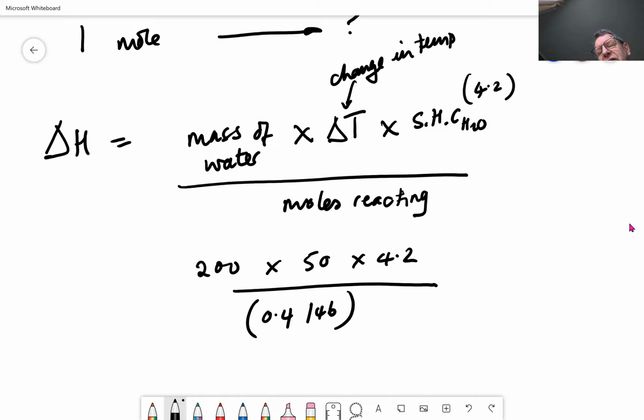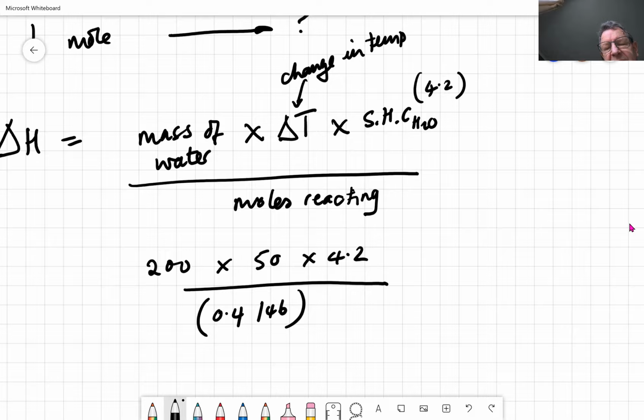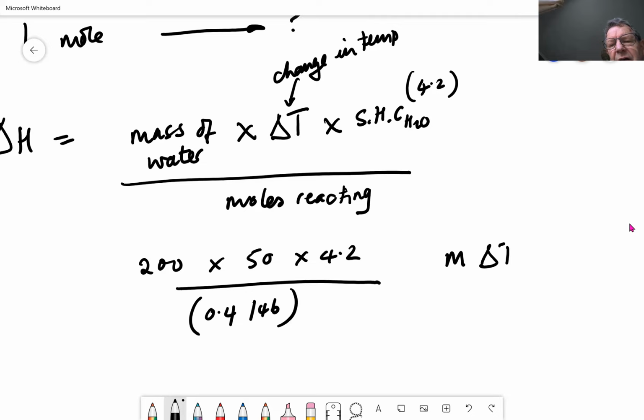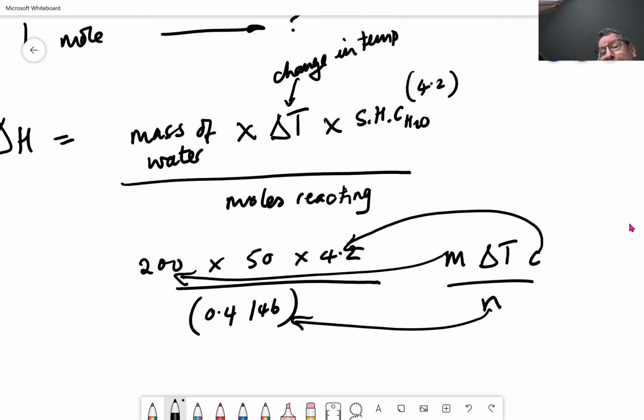Some people remember it in this way. It's m delta T, that is given the letter C, over n. n is the number of moles, C is 4.2, m is the mass of water, and it is only the mass of the water, not the rest of the chemicals.